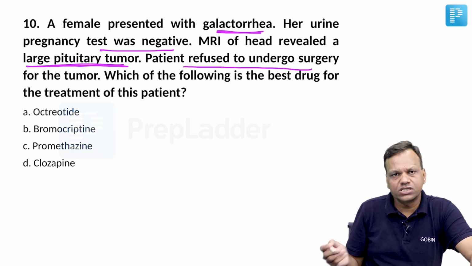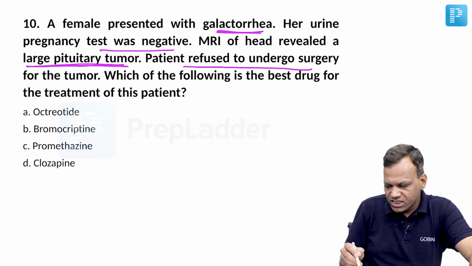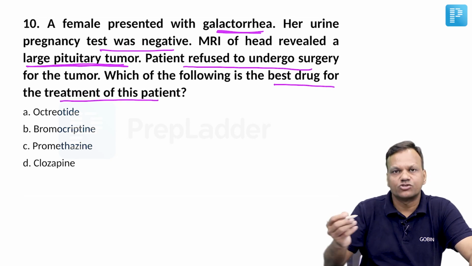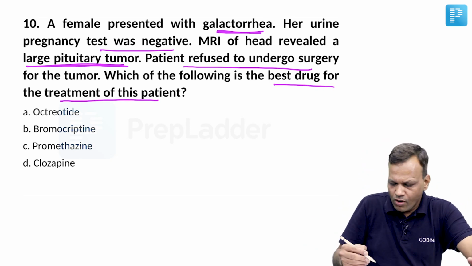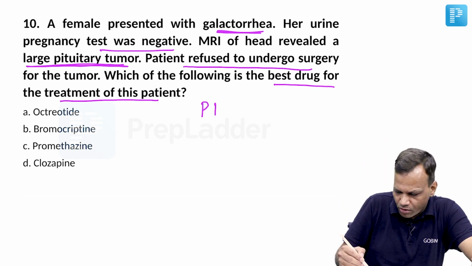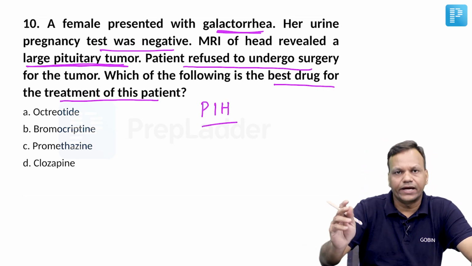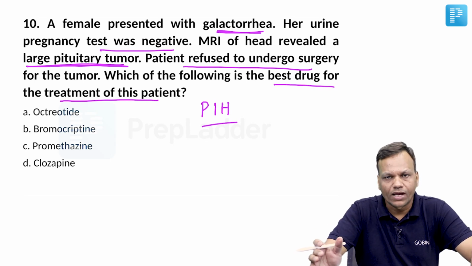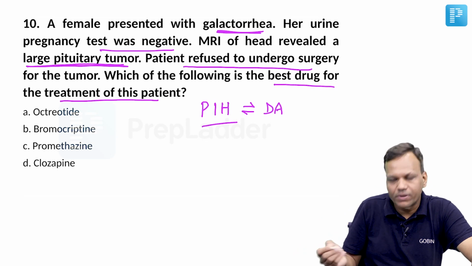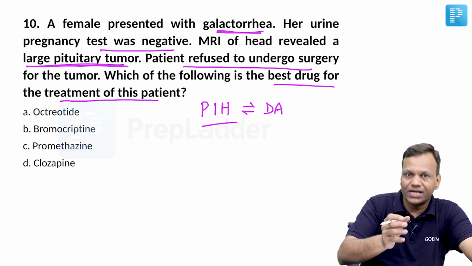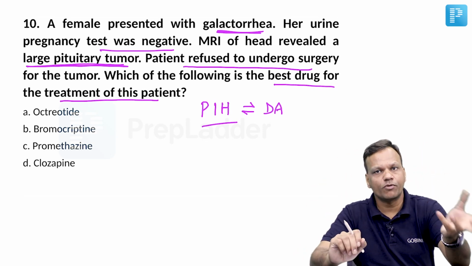Patient refused to undergo surgery. Which of the following is the best drug for treatment of this patient? So basically, which drug will decrease prolactin level? We know in hypothalamus there is a hormone called prolactin inhibiting hormone. And what is the other name of this hormone? This hormone is nothing but dopamine. So hypothalamus secretes dopamine, it goes to pituitary and inhibits the release of prolactin.